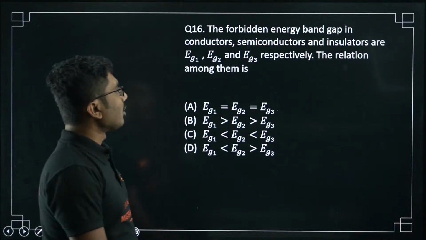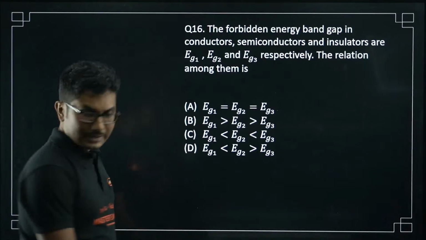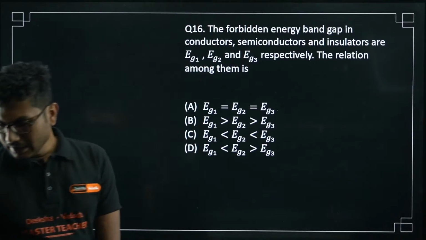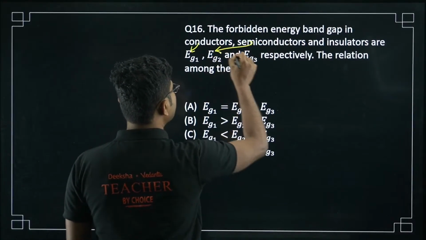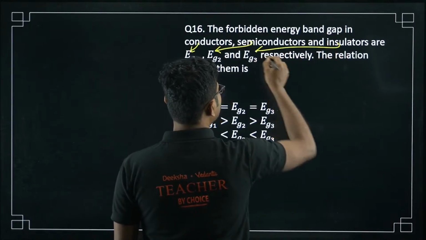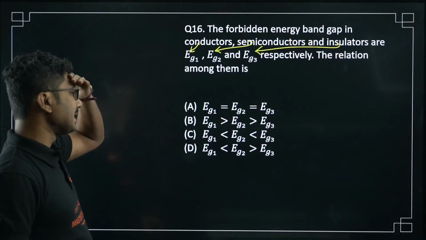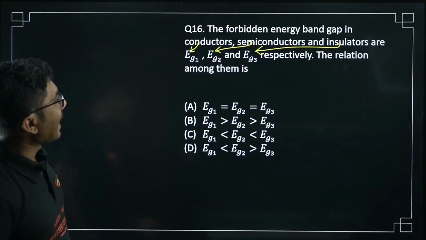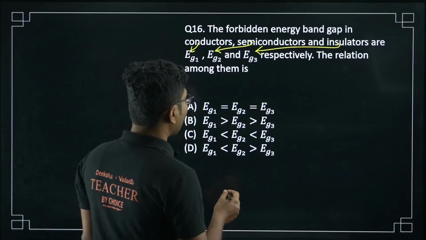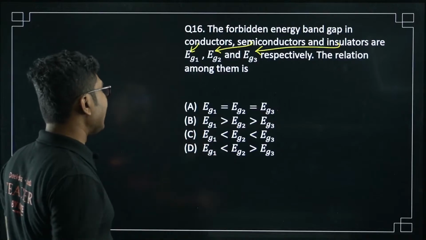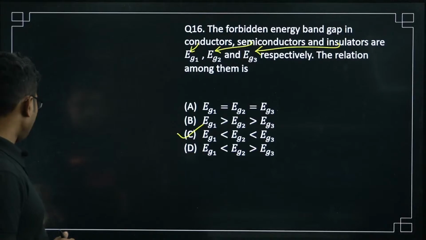Next question, the forbidden energy band gap in conductors, semiconductors and insulators are EG1, EG2 and EG3. So conductors is EG1, semiconductors is EG2 and insulators are EG3. What is the relation among them? EG1 is basically a conductor, so definitely the band gap will be smaller for EG1, so EG1 will be smallest, almost 0, and EG2 will be in between and EG3 will be highest. So definitely option C is the correct answer for this.